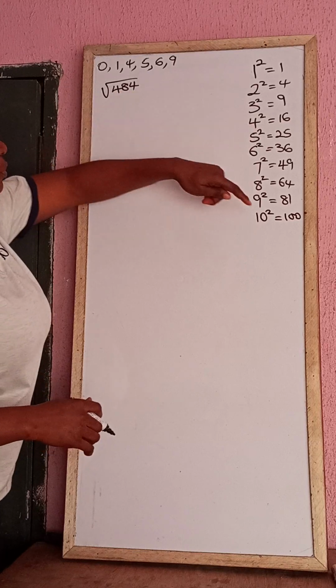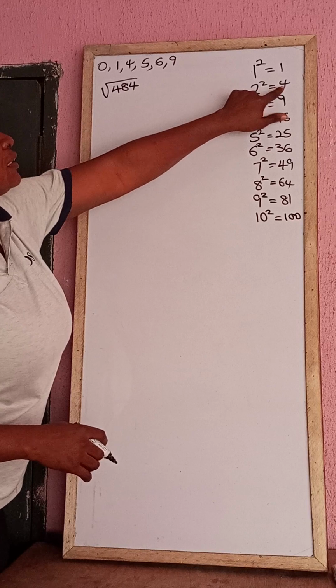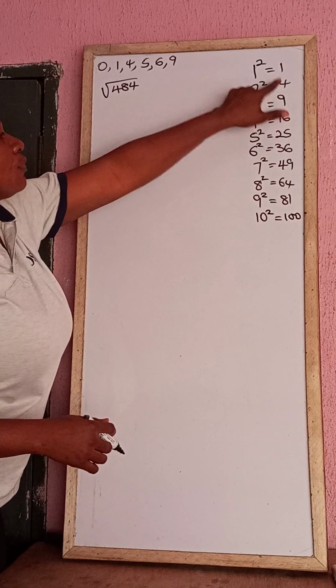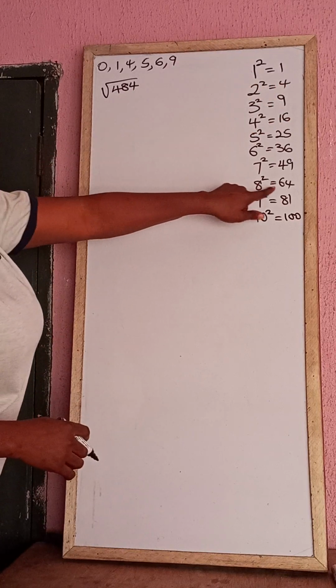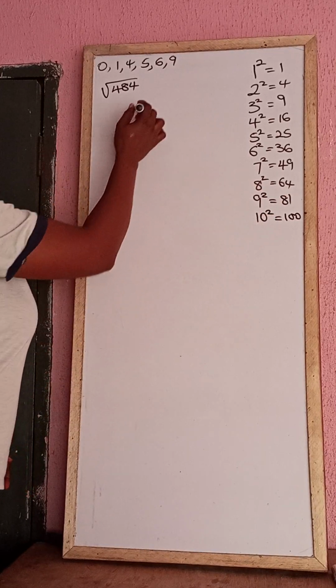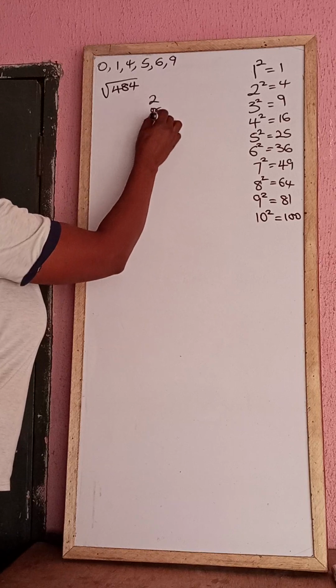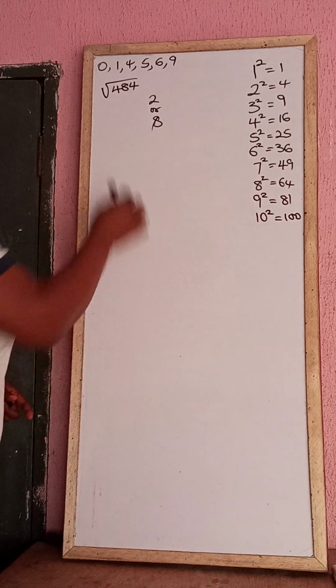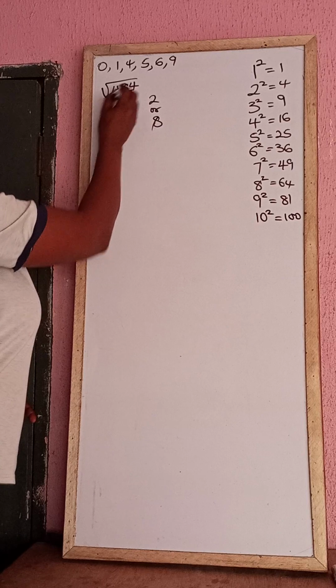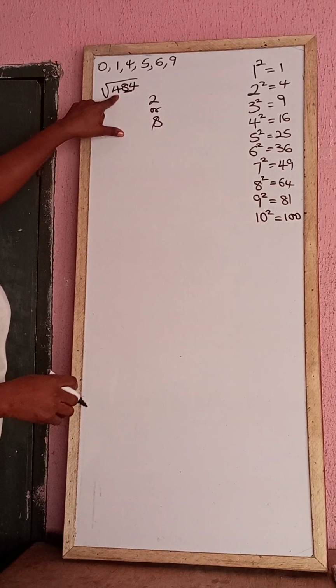When you look at this table, when we square 2, the last digit is 4. When we square 8 again, the last digit is 4. So the last digit of our answer is either going to be a 2 or an 8. Now we strike out the last 2 digits. We are left with this one here, which is 4.